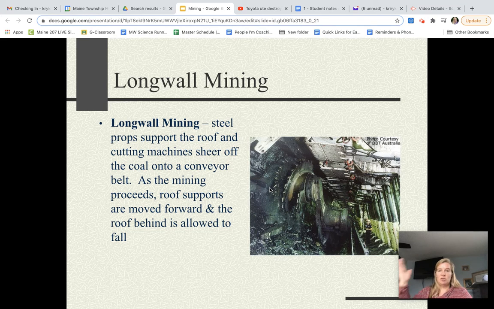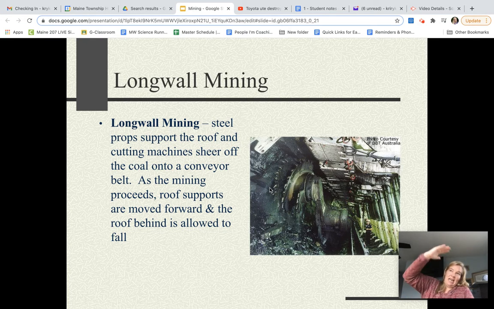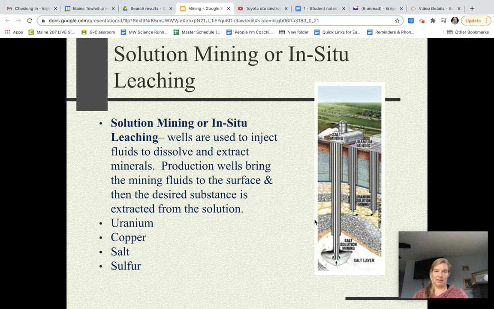Longwall mining is where they dig it out, and as they dig it out, they know the top is going to cave in a little bit above them, and they plan for that to happen. And again, that is another type of subsurface mining.